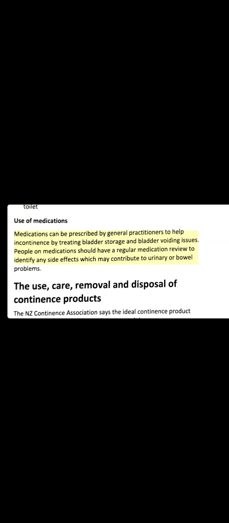Use of medications. Medications can be prescribed by general practitioners to help incontinence by treating bladder storage and bladder voiding issues. People on medications should have a regular medication review to identify any side effects which may contribute to urinary or bowel problems. The use, care, removal and disposal of continence products.